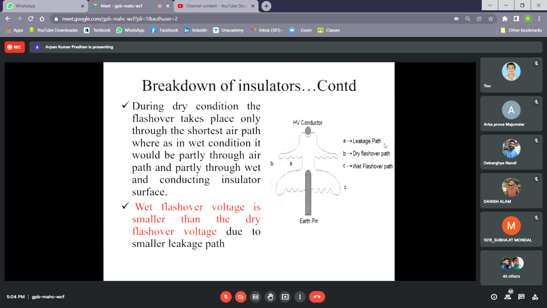Flashover can occur in two conditions. One is dry flashover, another is wet flashover. The dry flashover occurs through the path indicated by B, whereas wet flashover is indicated by C. And interestingly, the wet flashover path is shorter than the dry flashover path.